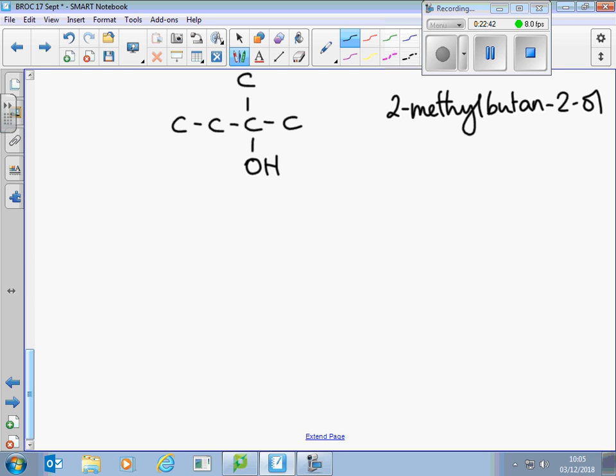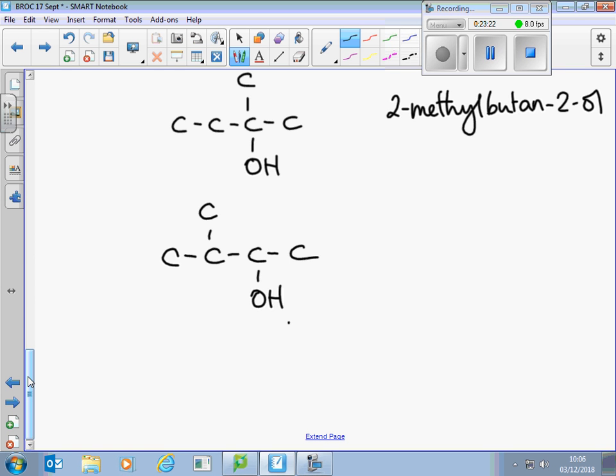Right, you could move your methyl group on one. How about those 4? How about putting that there and that there? What could we call that one? It's not 2-methyl because we start numbering from this end. So it's 1, 2, 3-methyl. Then it's butane.